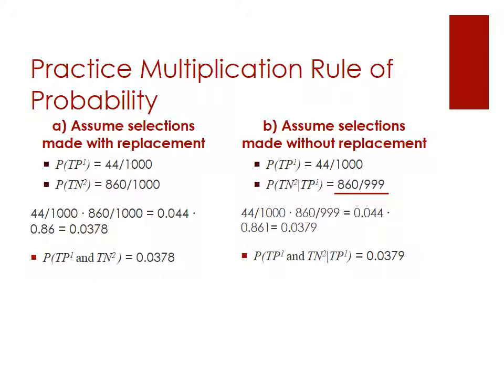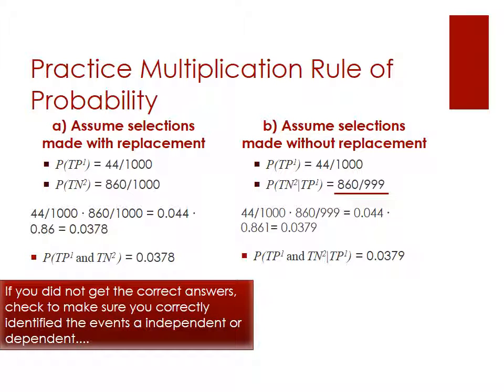Alright, now looking at part B, this is where you're making the selections without replacement. So, notice when we're looking at this, again, the first part stays the same. True positive would be 44 divided by 1,000. However, notice, again, that we're looking at the types of true negatives. Since we did not select a negative person from the previous sample, we selected a true positive, our total number of ways in which a true negative selection can occur is still 860. And we're dividing it in this case by 999 because that is the new possible number of individuals in our sample. Working this through, this gives us the probability for this problem of 0.0379.